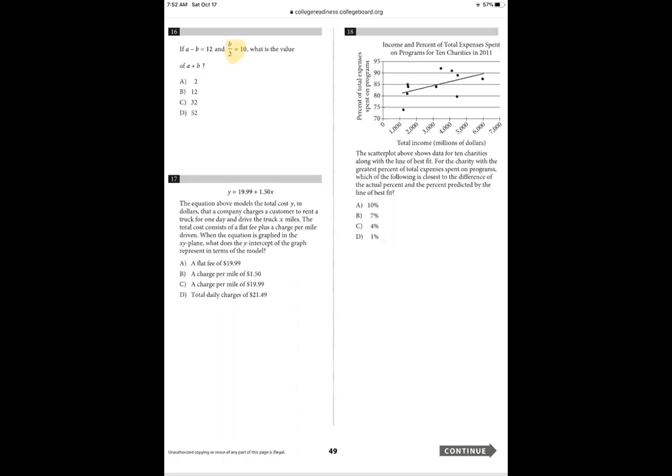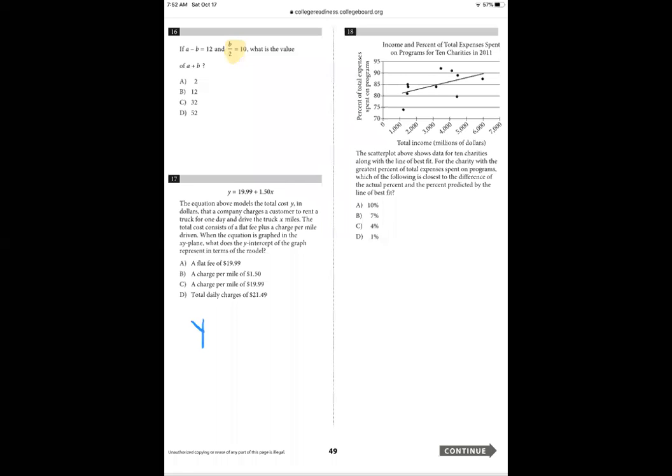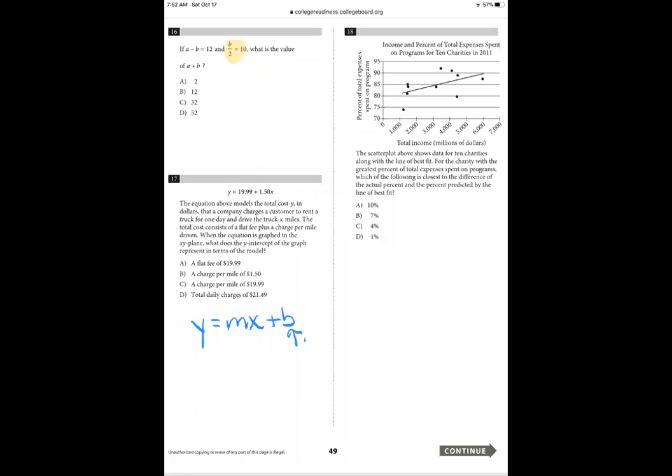For the second one, the hint would be a reminder that slope-intercept form is y equals mx plus b, where b is your y-intercept. And for number 18, the hint is to make sure you are careful of your labels.